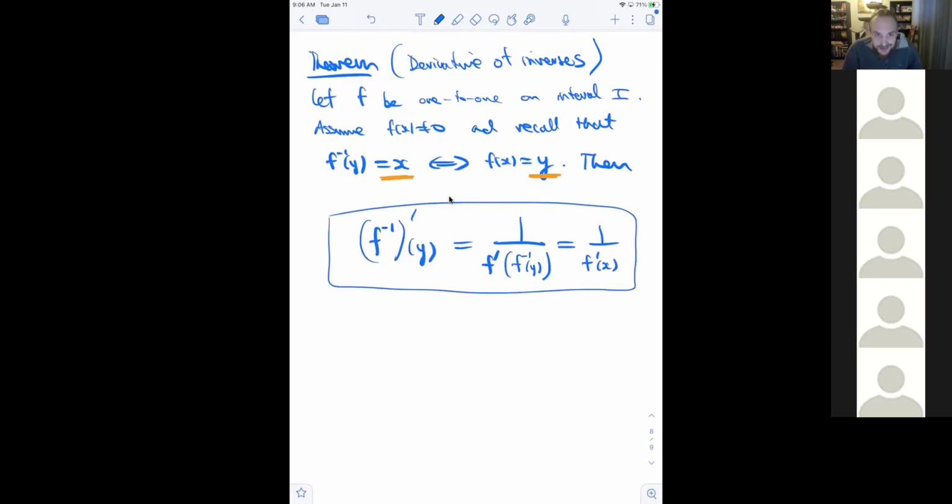What this is saying is, which is weird, the inverse of multiplication is division. And so now what they're saying is, if you want to compute the derivative of the inverse at a point, it's 1 over the derivative of f at the related inverse point. Let's do an example of that.